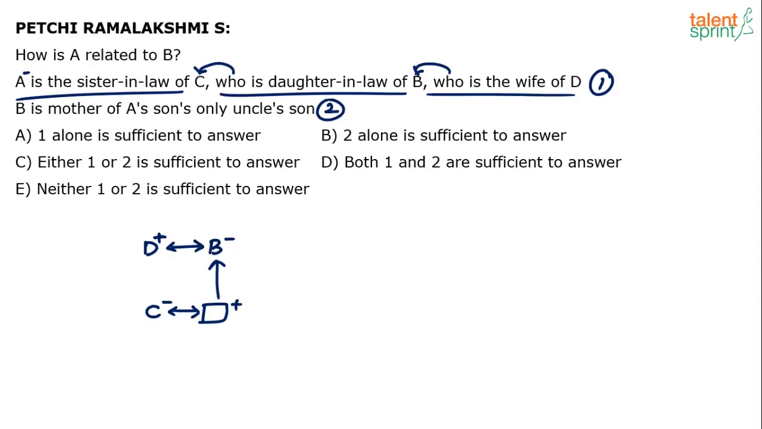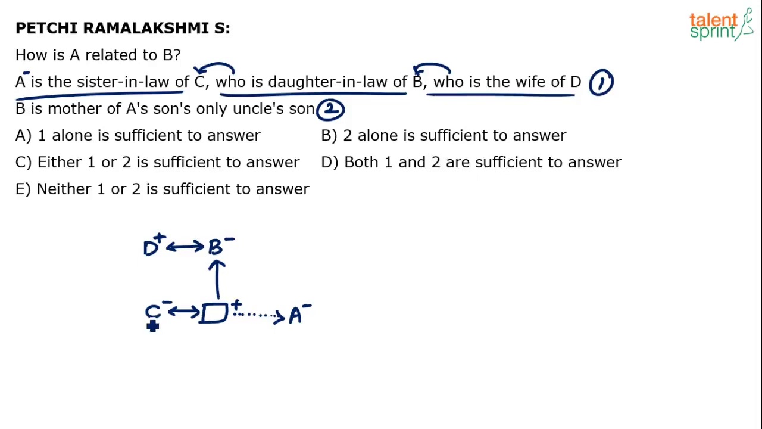Now look at this first part. A is the sister-in-law of C. Now there are two relationships possible. So C's husband's sister could be A. I'm using a dotted line here because I'm not sure whether this is the exact relationship it is referring to. Sister-in-law of C. So C's husband's sister is A. That's one possibility. What's the other possibility?